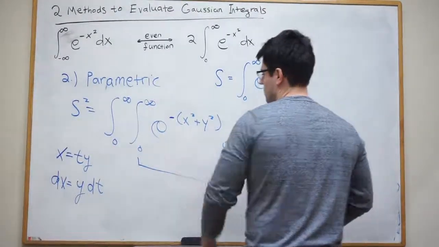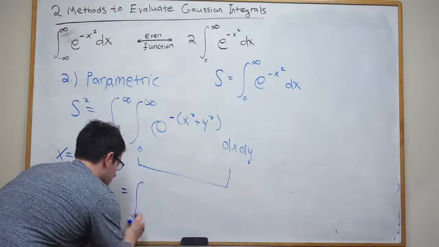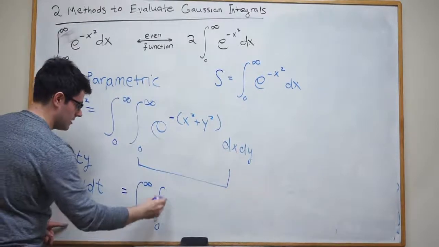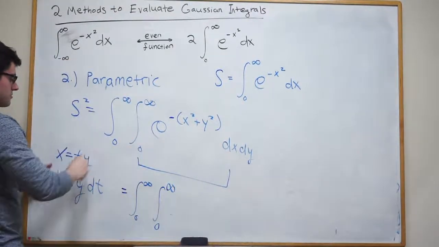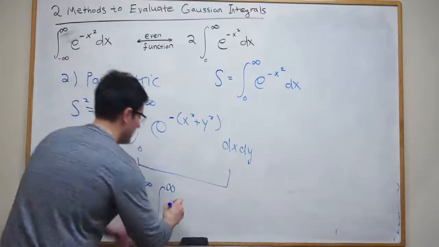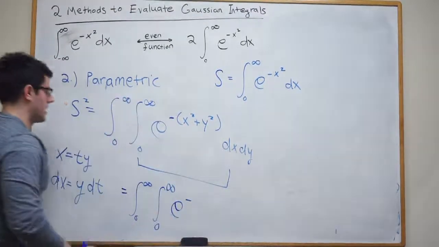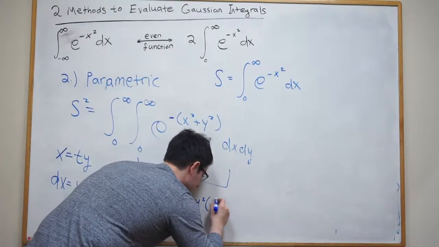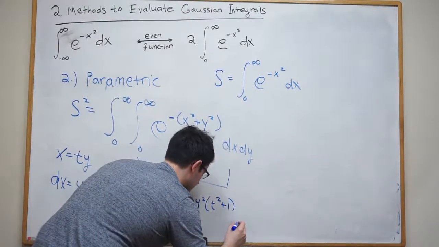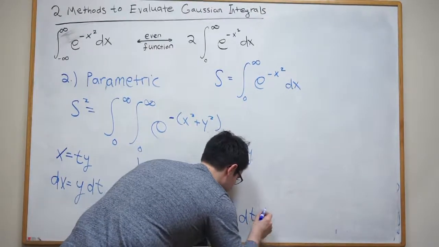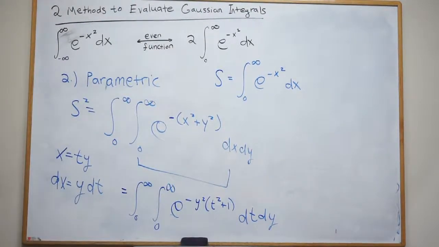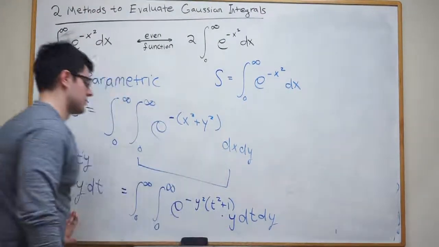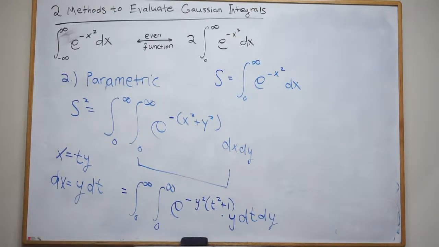And so now we have integral 0 to infinity, and this one becomes an integral 0 to infinity. Still, x goes from 0 to infinity, t goes from 0 to infinity. E to the minus, okay, so now we're going to have ty squared. So we're going to take out a y squared and be left with t squared plus 1. All right, and then we have dt dy. And then a y that comes with the dt times y. Okay? All right.